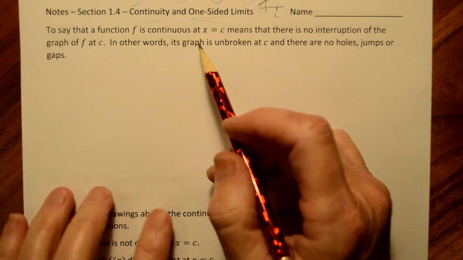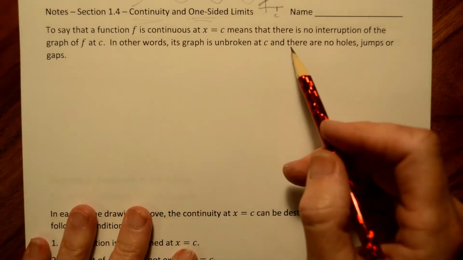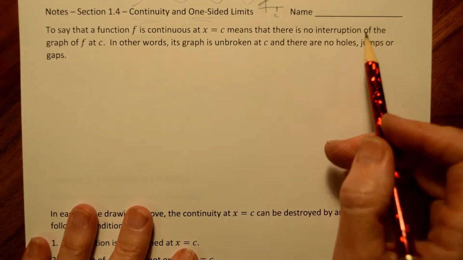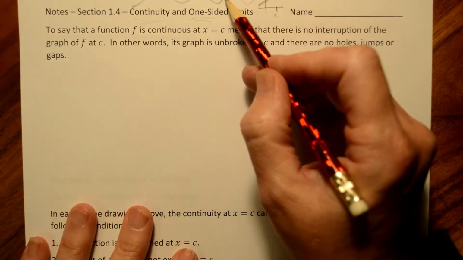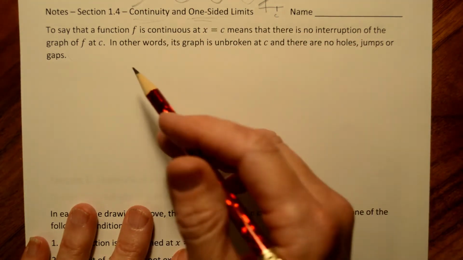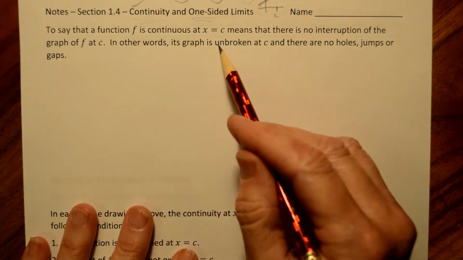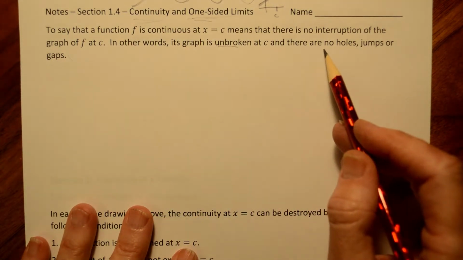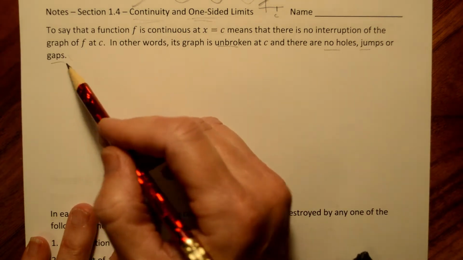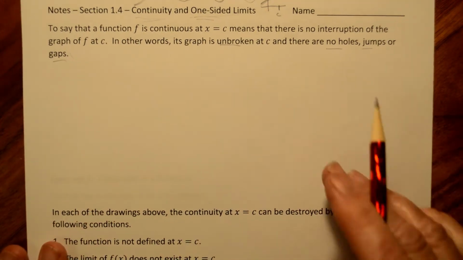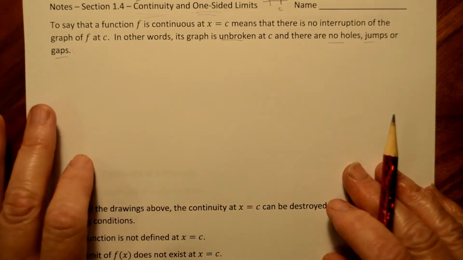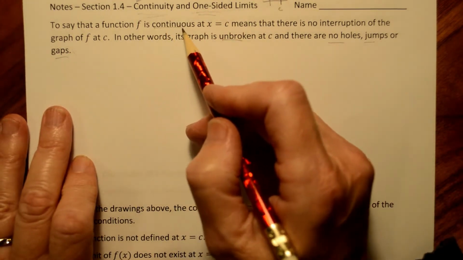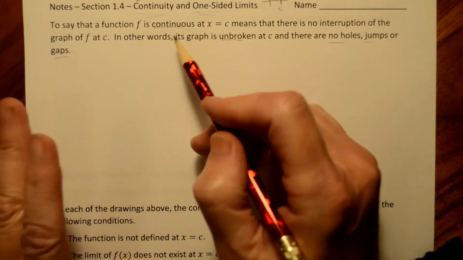So to say that a function f is continuous at some point C means that there is no interruption of the graph at C. So again, nothing bad is happening here. It's just meandering along. In other words, its graph is unbroken at C, and there are no holes, jumps, or gaps. Okay, so we're going to draw some pictures so that you could see how this idea of continuity could be violated or could be broken.